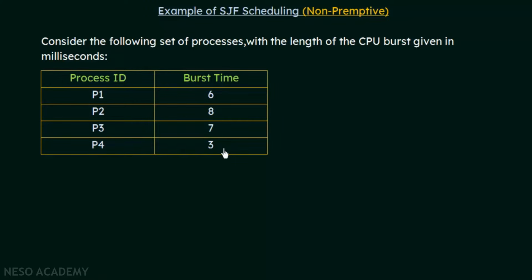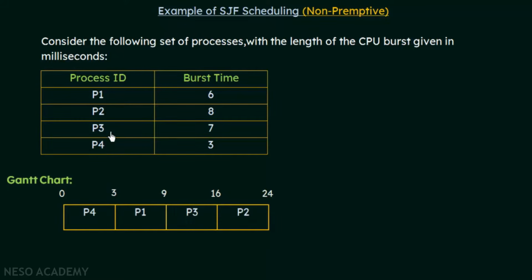In this case, let us see how we can plot the Gantt chart for this and see what will be the average waiting time for these processes if they follow shortest job first scheduling and if it is non-preemptive in nature. When we say non-preemptive, we mean that when a process is using the CPU, no other process can come and take the CPU away from it. Alright, first let us draw the Gantt chart and see how it looks like.